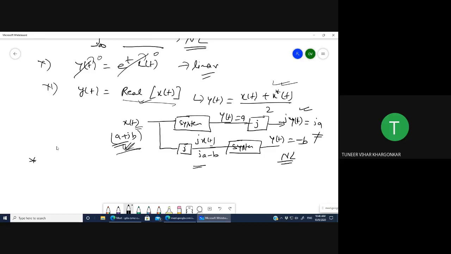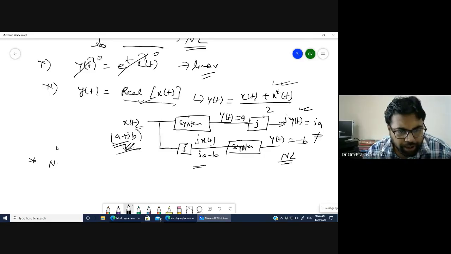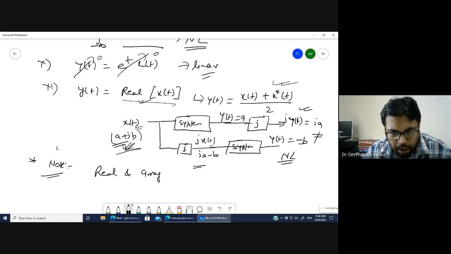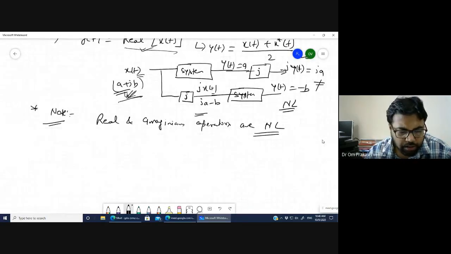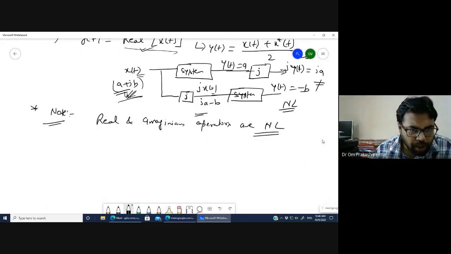Right. Okay sir. Okay. Note point ये आपको याद ये करना है, important बात ये है कि real and imaginary operators are non-linear. Remember, non-linear. ठीक है जी. अब आप देखिए, अब आपको मैं ग्राफ के थ्रू कुछ बताता हूं.